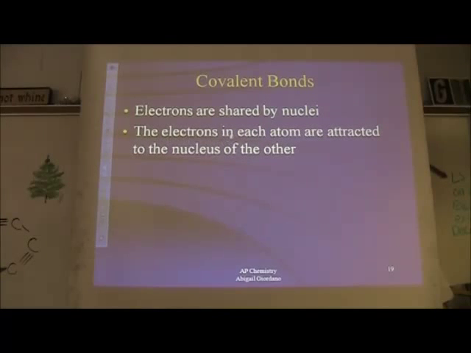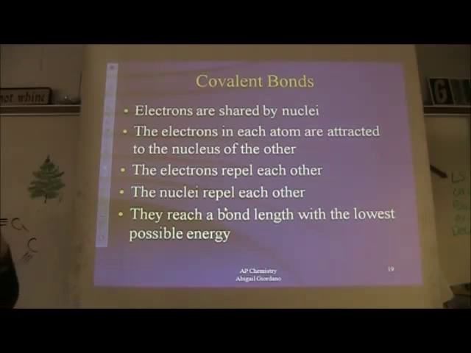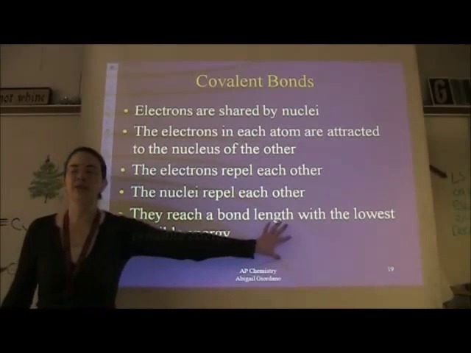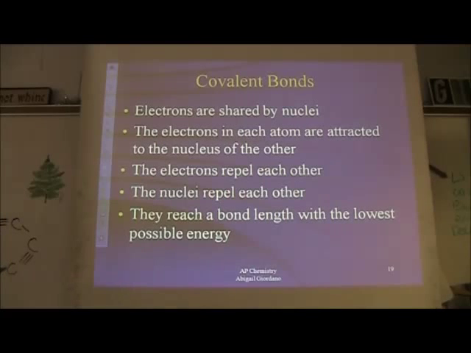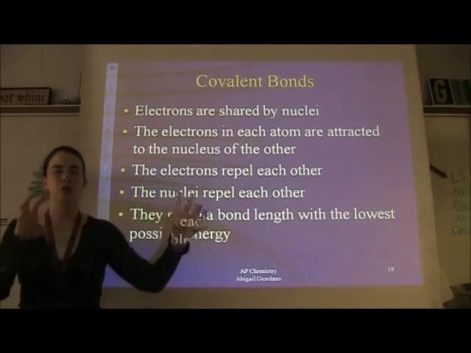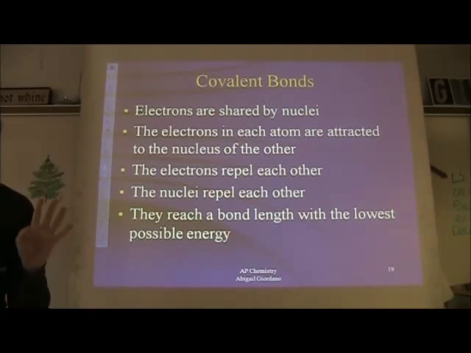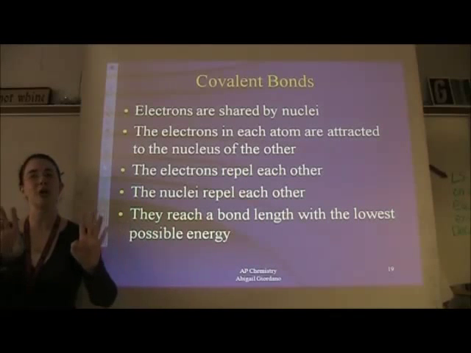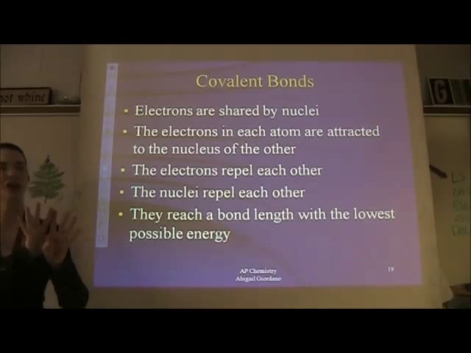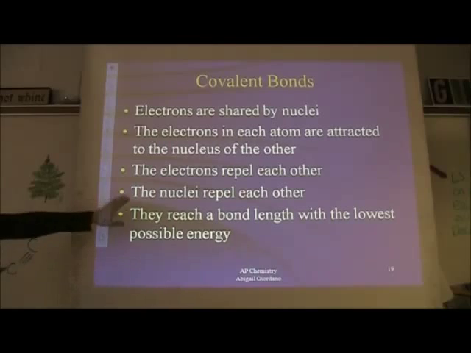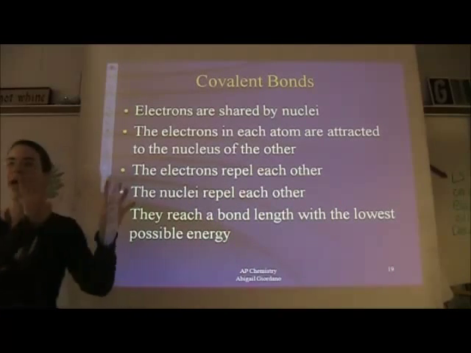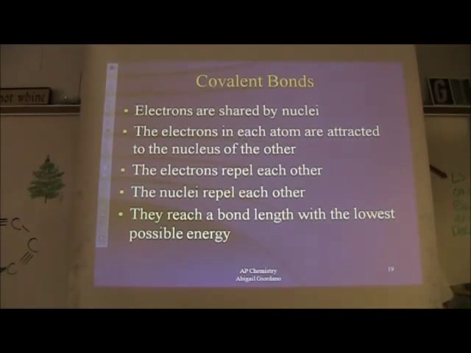And in a covalent bond, there are a lot of forces going on. The electrons of one atom are attracted to the nucleus of the other. Why would that be? They're oppositely charged. The electrons are repelling each other, and the nuclei are repelling each other. We talked about this briefly at the beginning of the chapter. A bond length is determined when the energy between them is at a minimum. I gave you that analogy of a relationship: if you find the love of your life, you want to be close to them, but not too close, because then you start getting forces of repulsion. When these forces of attraction and repulsion balance out, that's when the bond length is determined.